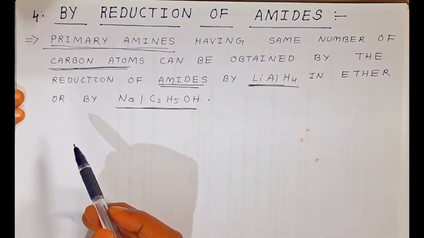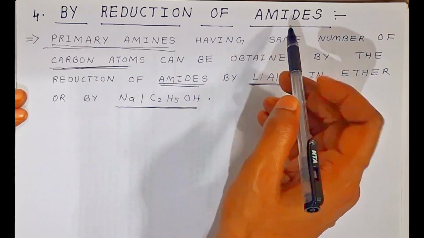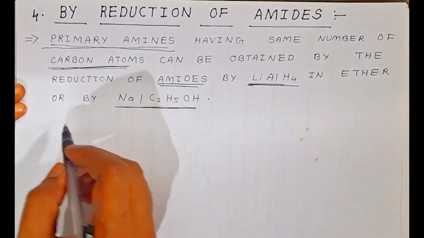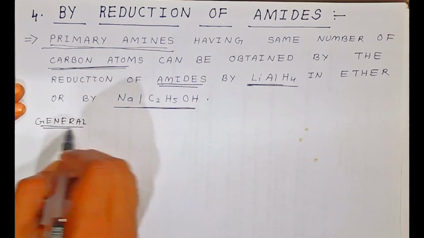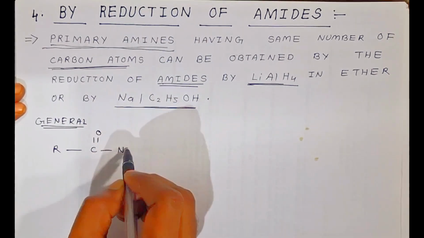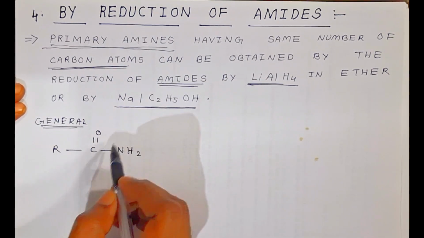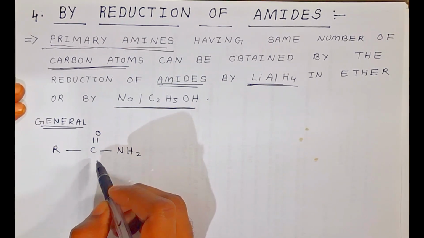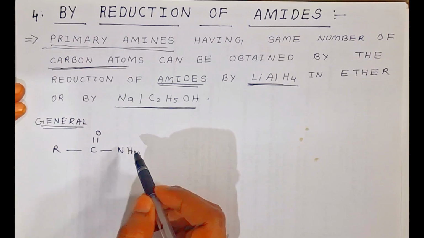Okay students, whether it is an aromatic amide or an aliphatic amide, we can convert both into primary amines. In general, if you have any amide, say for example like this, this is the carbonyl group where one valency is taken by an alkyl and the other by an amine group. It is called an amide.